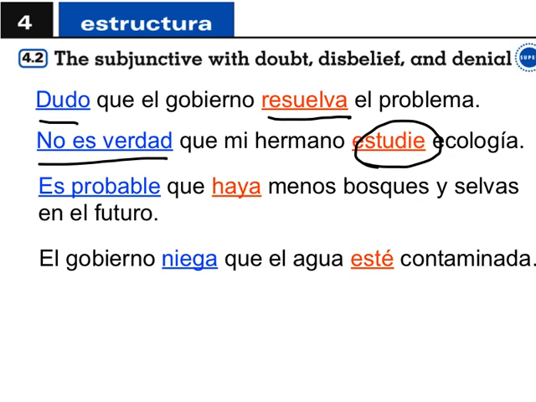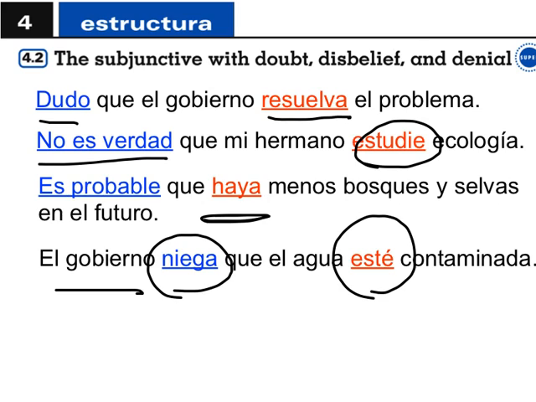Whenever you say it's probable that something may happen, it's a good example. Just because it's probable that something may happen, it may not happen. Es probable que haya menos bosques y selvas en el futuro. And then we have the word negar right here. And of course, governments always deny things. And so, el gobierno niega que el agua esté contaminada. These are fantastic examples of doubt, disbelief, and denial.